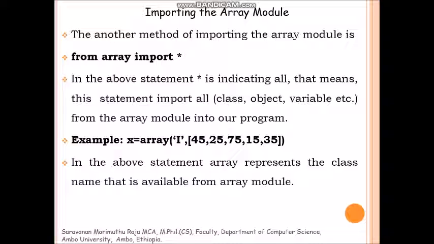Example, x is equal to array of I, that is type code capital I, which you should give within single quotation, comma. Second parameter is array elements. Array elements should be enclosed with square brackets. Each element is separated by commas: 45, 25, 75, 15, 35. In the above statement, array represents the class name that is available from the array module.